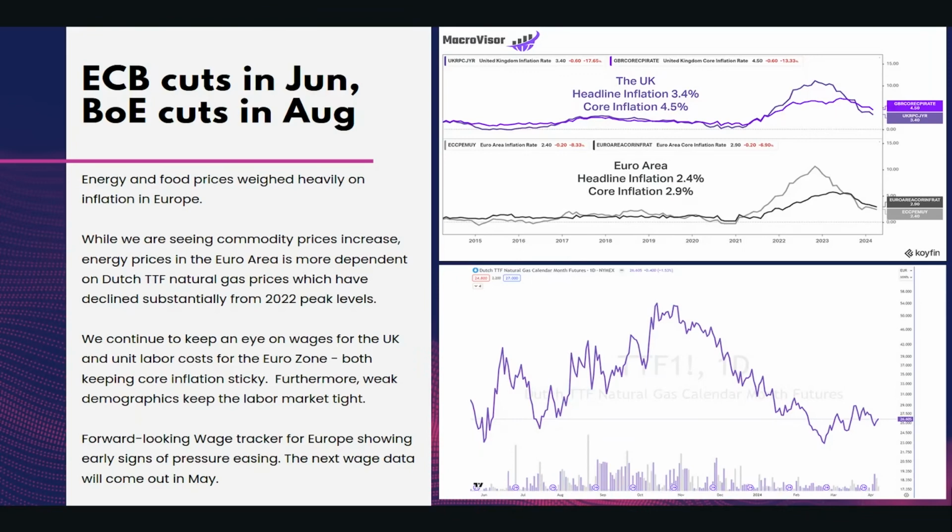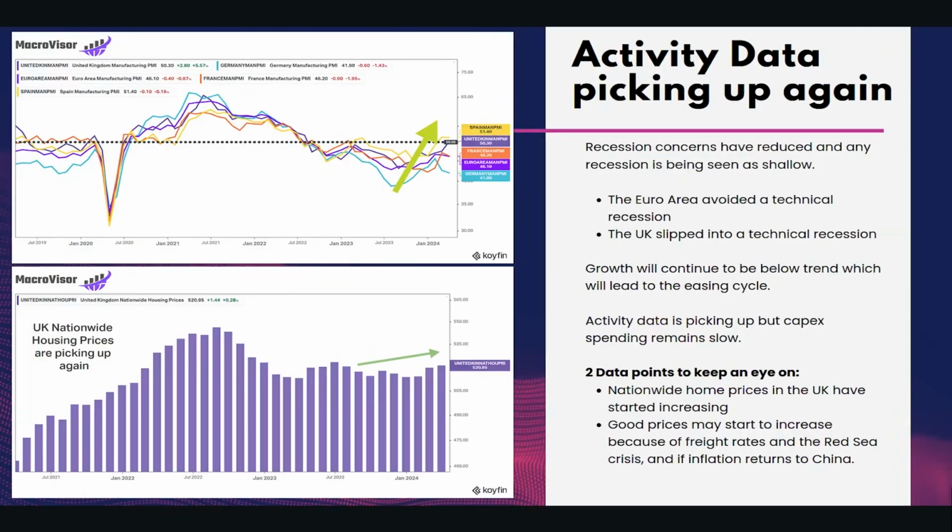But in the UK, inflation still remains quite high, in fact higher than the US or the euro area. Now, rising oil prices are still a concern for the euro area, but gas prices are more relevant for them. And as you can see from the second chart here, we're not even close to peak levels. So it's not as much of a concern anymore.